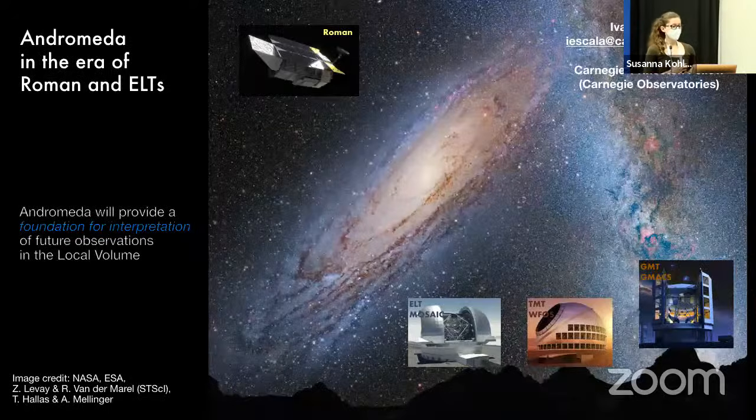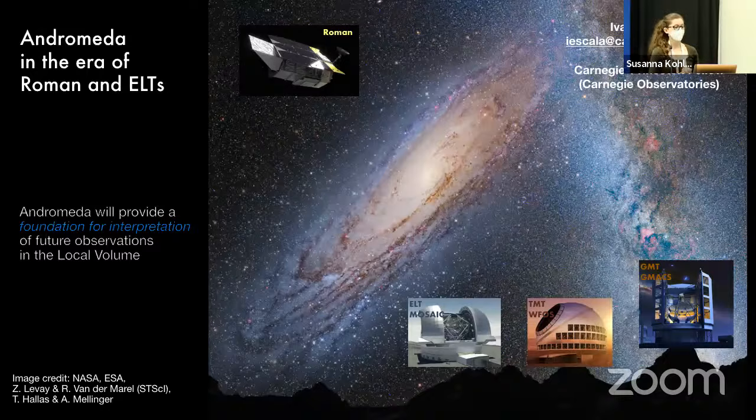Before I end, I'd just like to emphasize the value of studying Andromeda within the next 10 years. As I mentioned, it's really our current best complement to the Milky Way. And in that sense, it really enhances our understanding of galaxy formation in the universe. For this reason, Andromeda will provide a foundation of interpretation for future observations of the local volume.